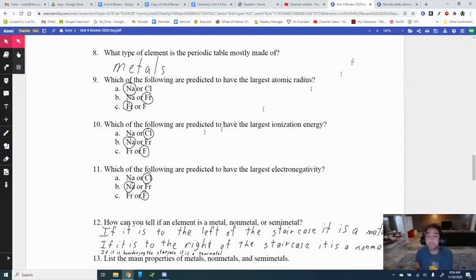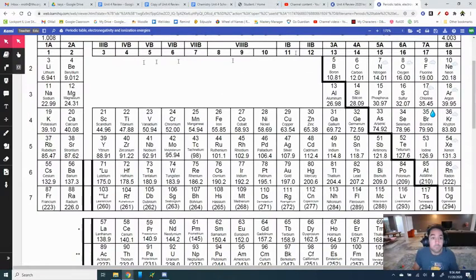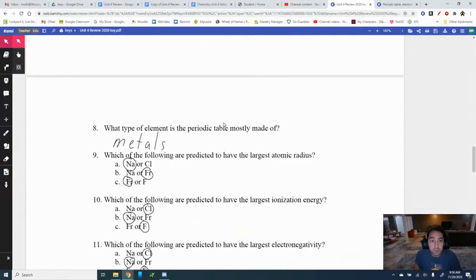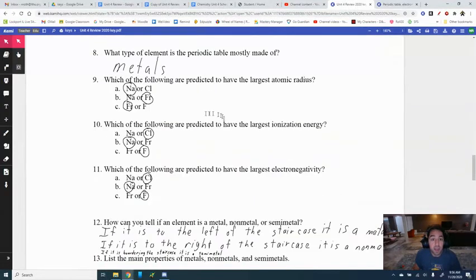Fr and F. Fr is lower and more to the left. And as we go down, ionization energy decreases. As we go right, ionization energy increases. So F is going to have the larger ionization energy.